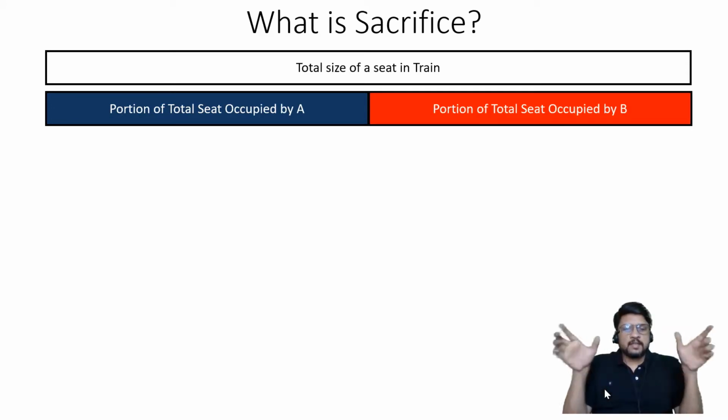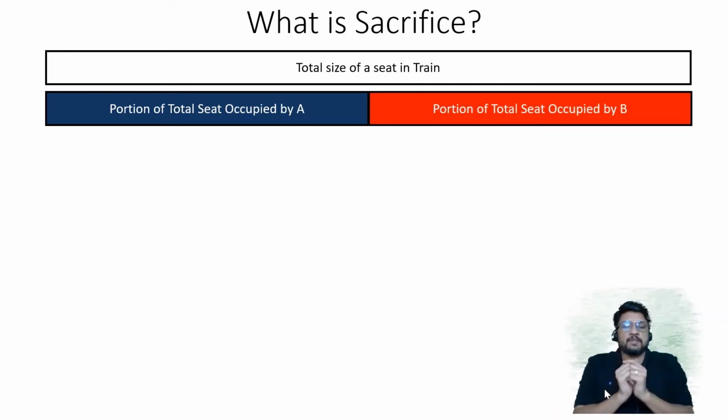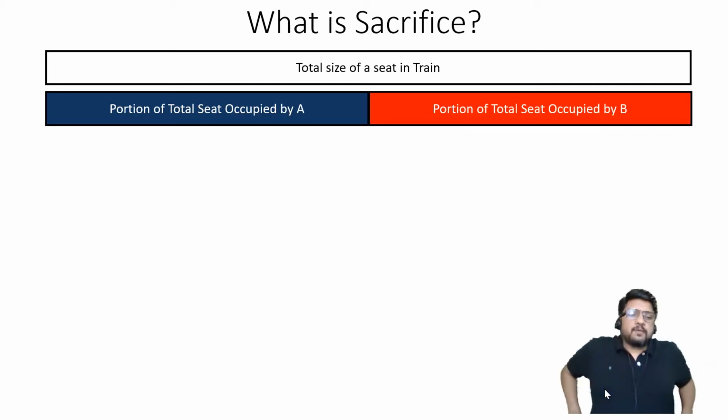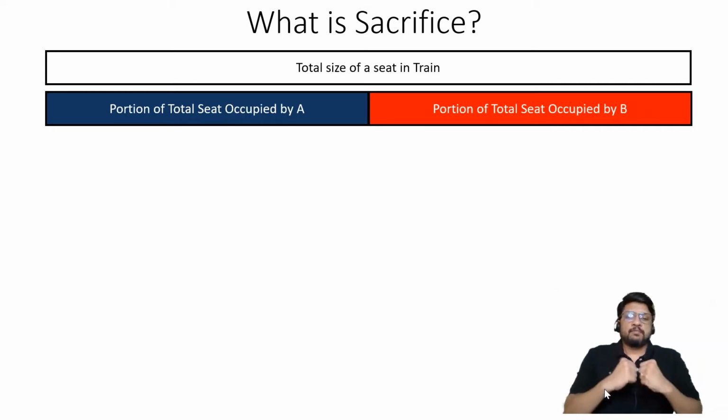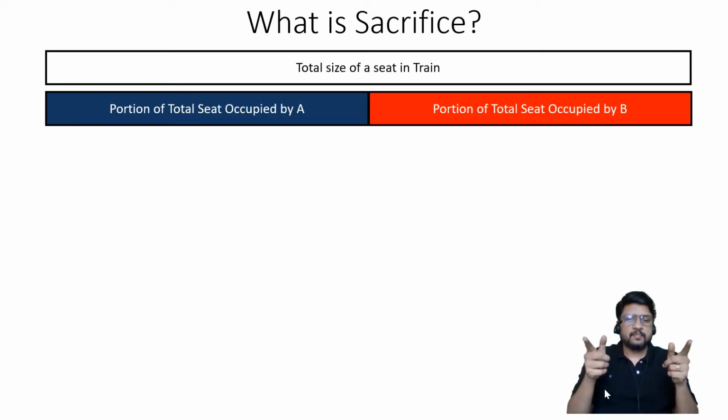So now the total seat is divided in two, just for the sake of example, two equal parts. I am assuming that the size of A and the size of B is the same. I'm not assuming that A is a fatter person and B is a slimmer person, nothing of that sort. I'm assuming a simple situation, both of them having the same size. So A and B, who are of the same size, are sitting on the same seat. Half seat is enjoyed by A and half seat is enjoyed by B. Total seat size in the train, and then there are two persons who are occupying the same.